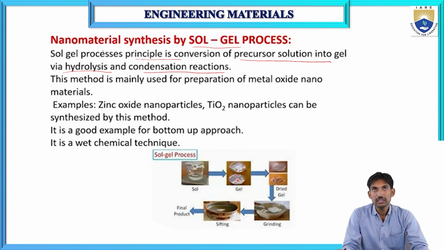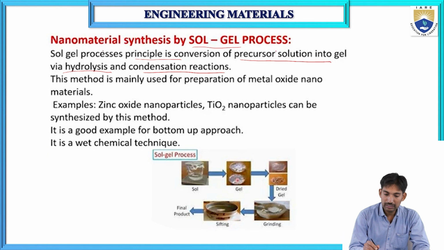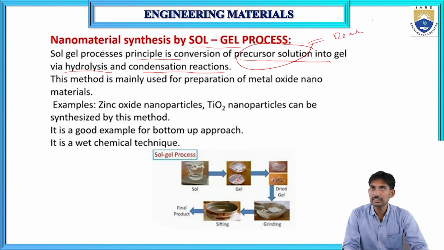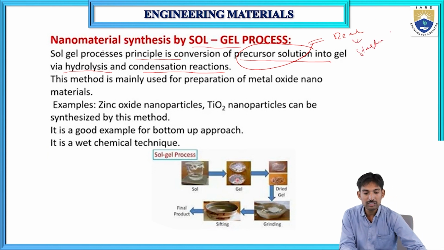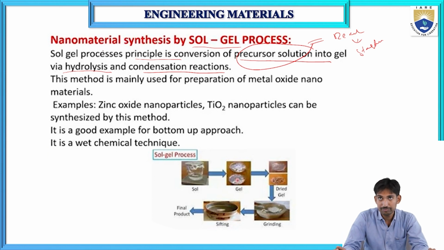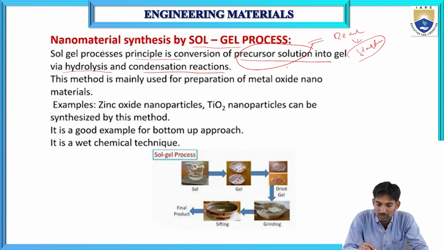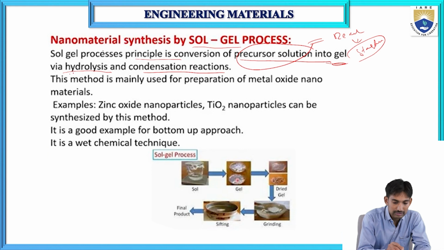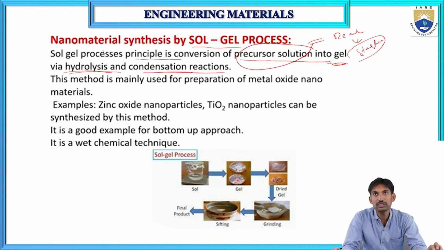In the Solgel process, the principle is conversion of precursor. Precursor solution is nothing but reactant solution, the solution which contains reactants or starting materials. In the Solgel process, you have to take a starting material solution. First, you have to convert this starting material solution, or precursor solution, into gel form by using hydrolysis and condensation reactions. This is the principle of the Solgel process.